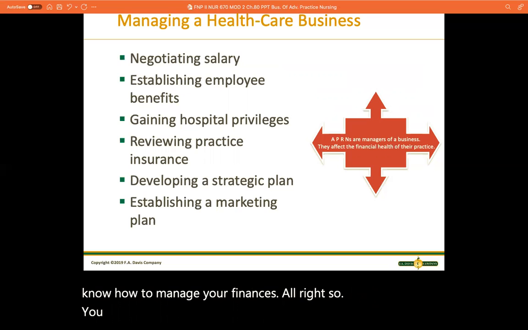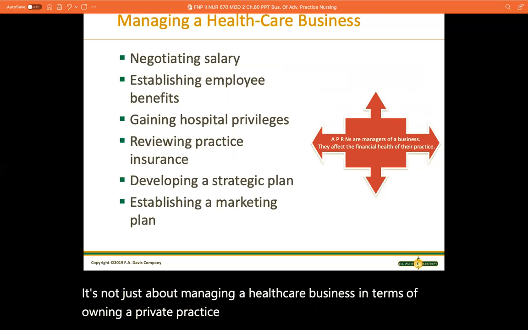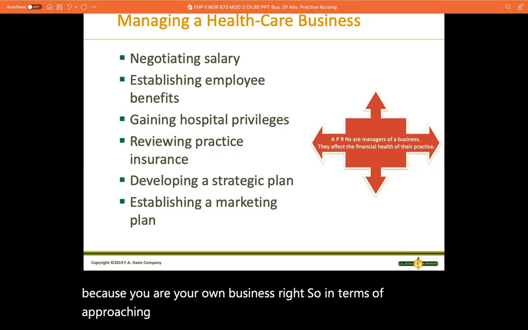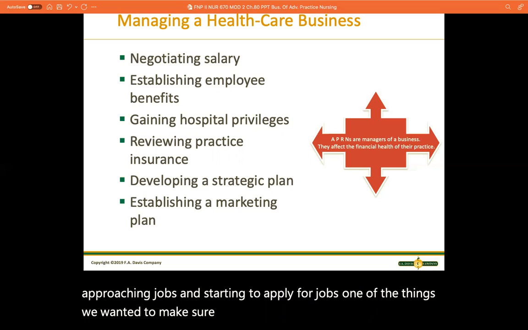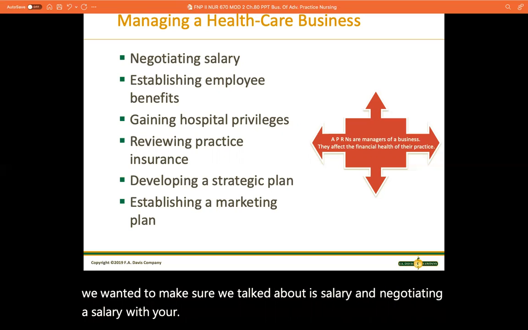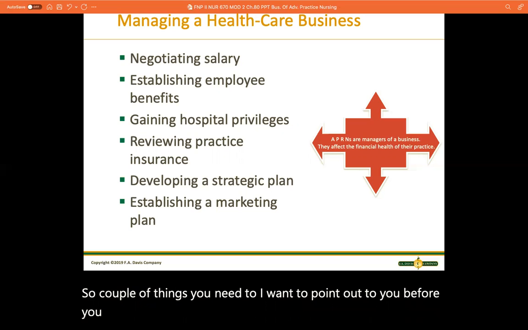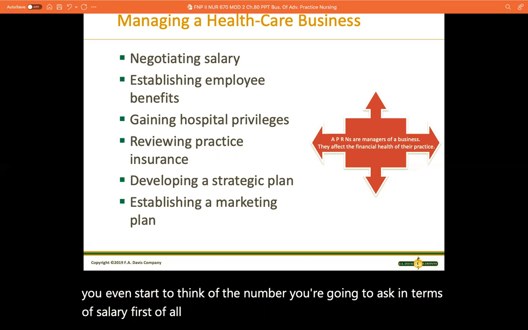It's not just about managing a healthcare business in terms of owning a private practice. It's also about managing yourself, because you are your own business, right? So in terms of approaching jobs and starting to apply for jobs, one of the things we wanted to make sure we talked about is salary and negotiating a salary with your future employer. A couple of things I want to point out before you even start to think of the number you're going to ask for in terms of salary. First of all, you need to remember your worth as an RN.